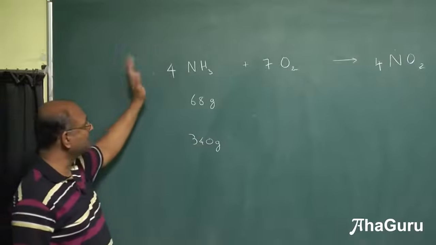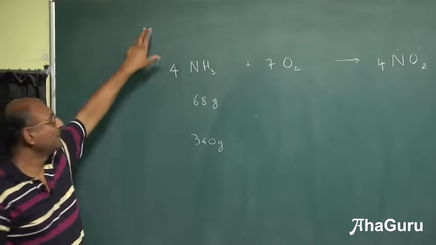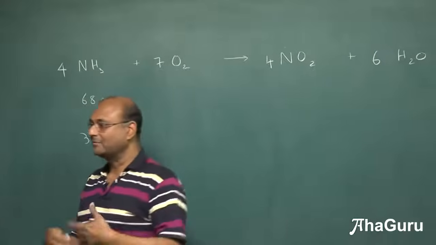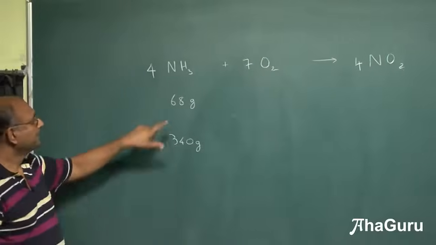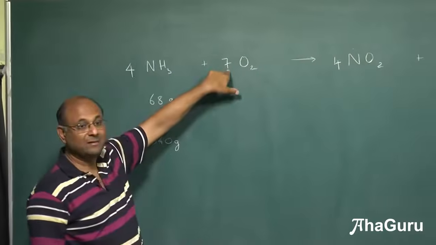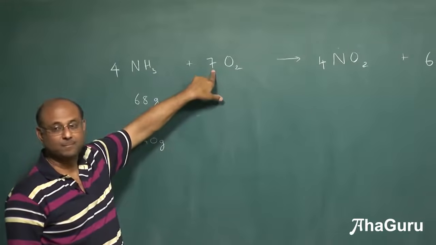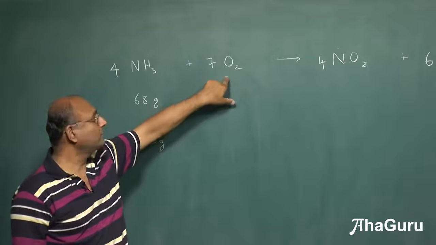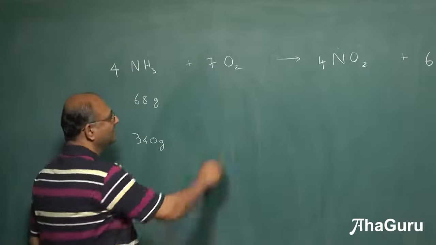If I think of this not as 4 molecules but 4 moles, 7 moles, 4 moles and 6 moles, then I can convert everything to mass. 68 grams of ammonia will react with 7 moles of oxygen. One oxygen molecule has 32. 32 into 7. How much is that?